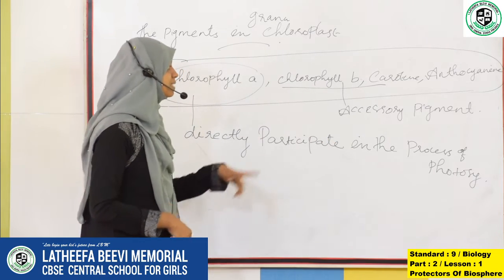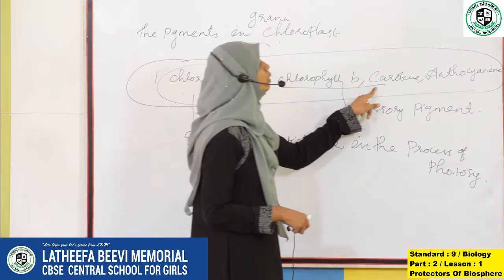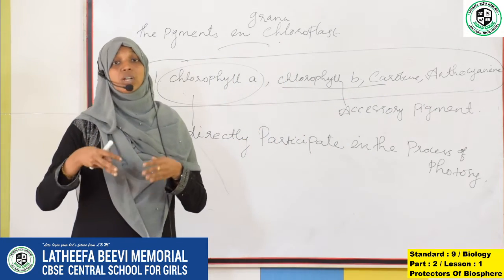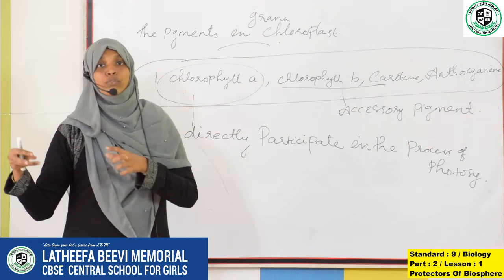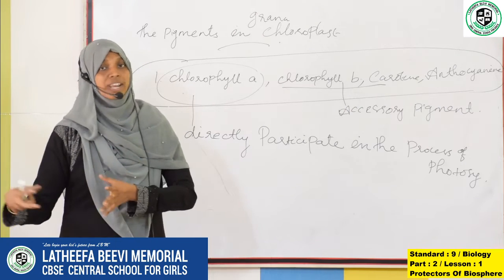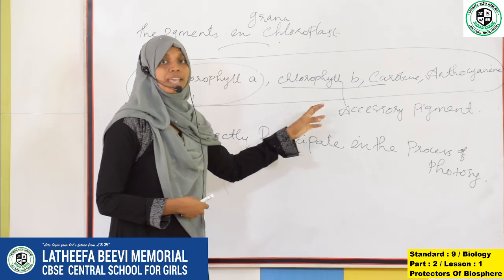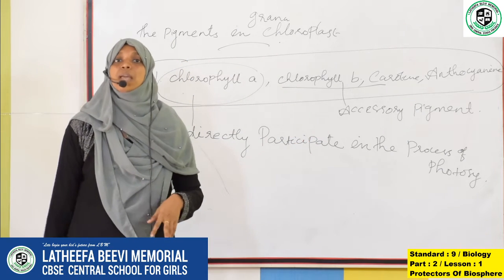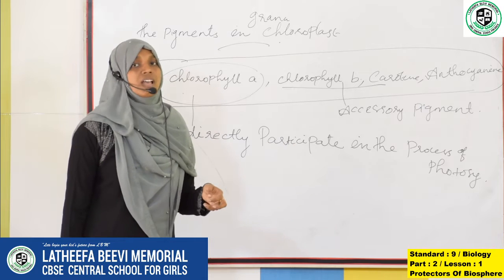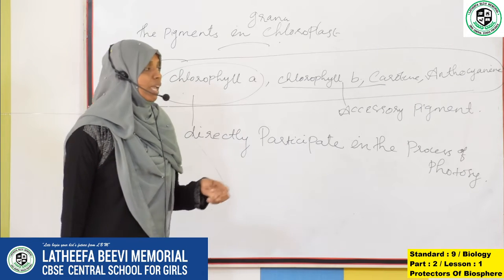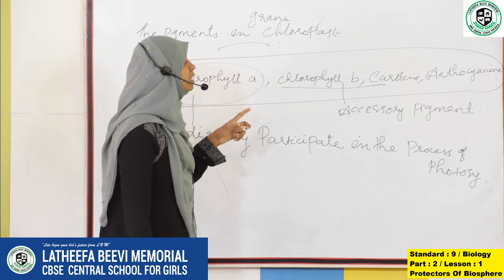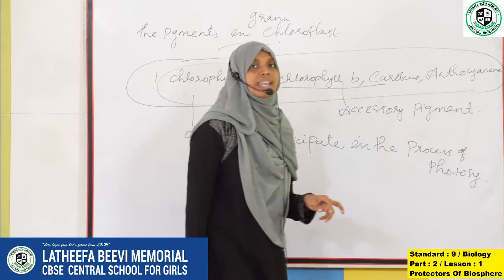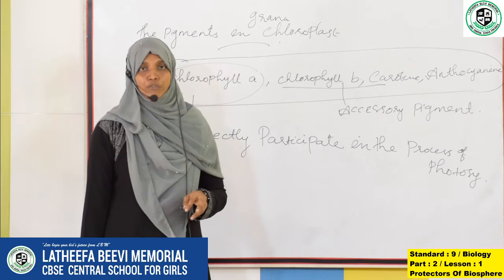All the other pigments like chlorophyll B, carotene and anthocyanin can absorb sunlight, but they convert or transfer it into chlorophyll A. The chlorophyll A like transfer cheyanulla joliyana aarkullathu baaki other pigments ine ullathu. So these pigments are called accessory pigments. Ee pigments ine parayana perana accessory pigments ennu parayunnathu. What are the accessory pigments present in the grana of chloroplast? Chlorophyll B, carotene and anthocyanin.